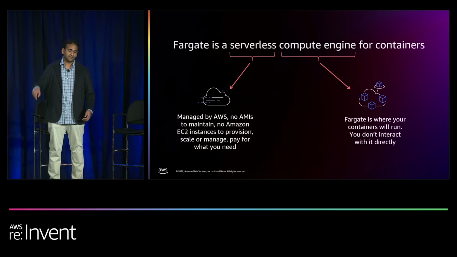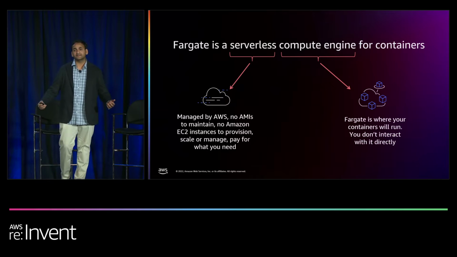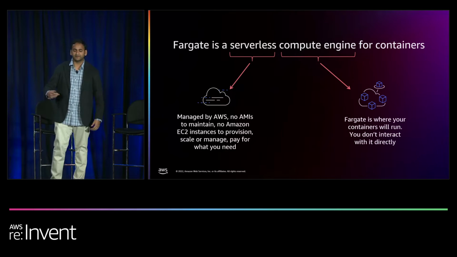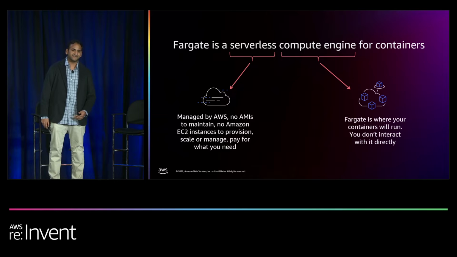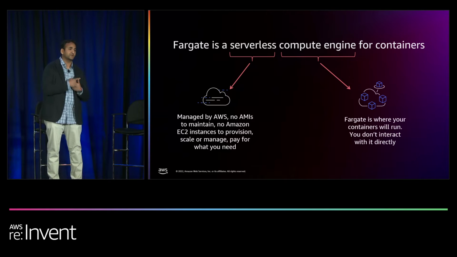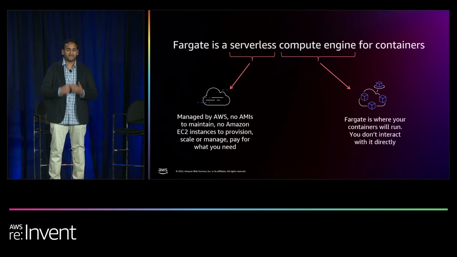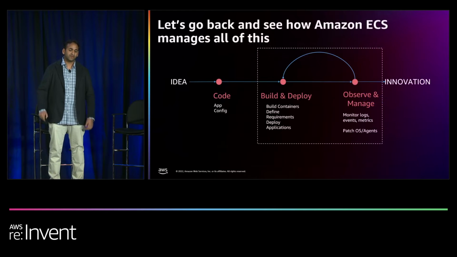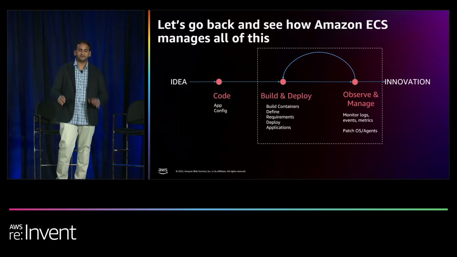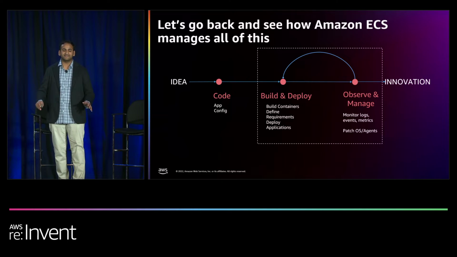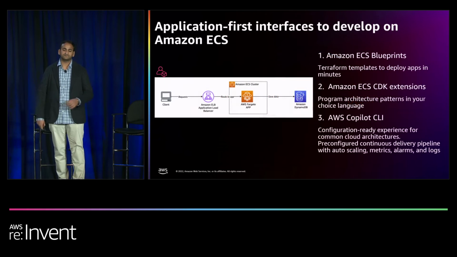And secondly, Fargate is a serverless compute engine for containers, as I said earlier. You don't need to think about hosts. You don't need to manage capacity. You don't need to think about AMIs, or operating system, agent, none of that. So let's go back and take a closer look at how ECS manages all of this.